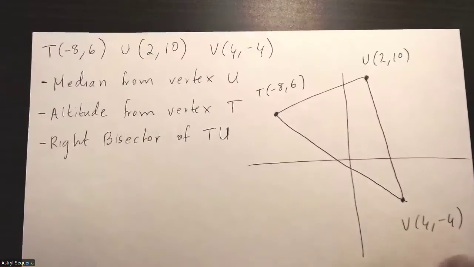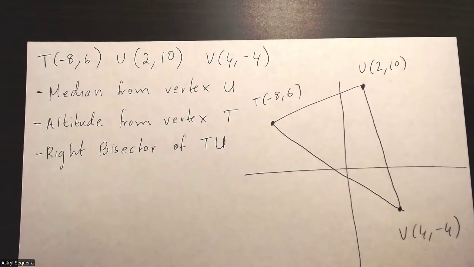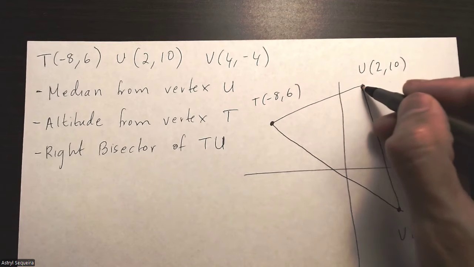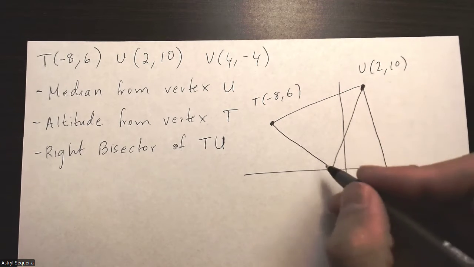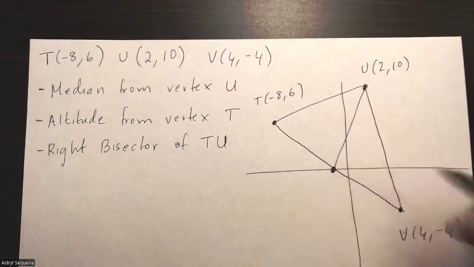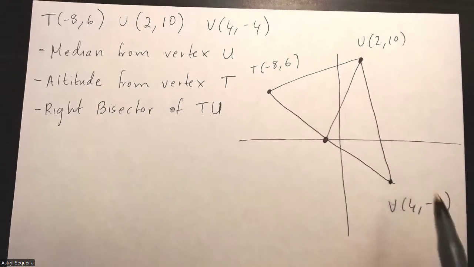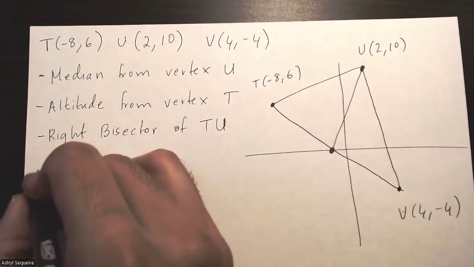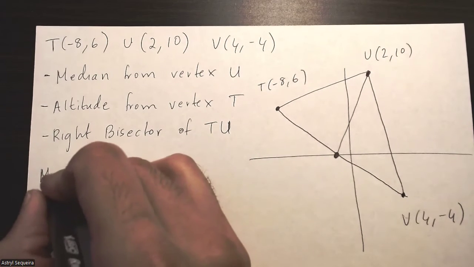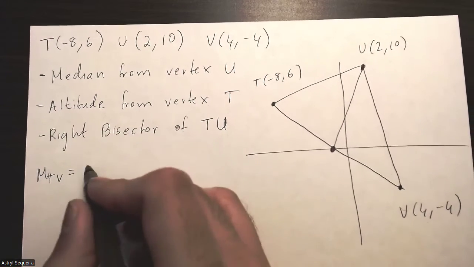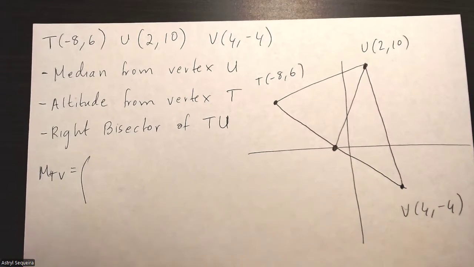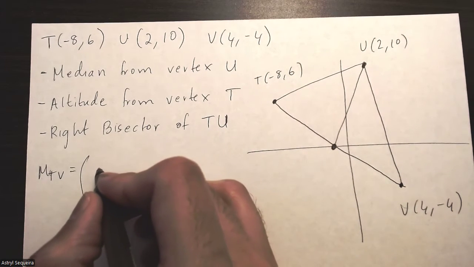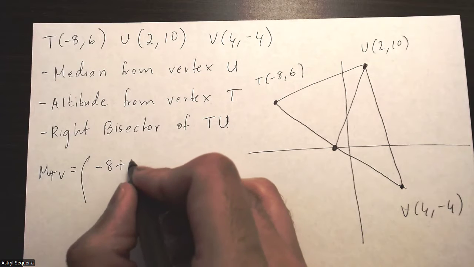So once we have our triangle, we need to find the median from vertex U. So the first thing I'll do is draw my median from vertex U, and this intersects with the midpoint over here of T and V. So the first thing we'll do is find the midpoint of TV. My midpoint formula is just x1 plus x2 over 2 comma y1 plus y2 over 2. I'm not going to write down the actual formulas in this question just to save a bit of space, so hopefully you have the formulas memorized.